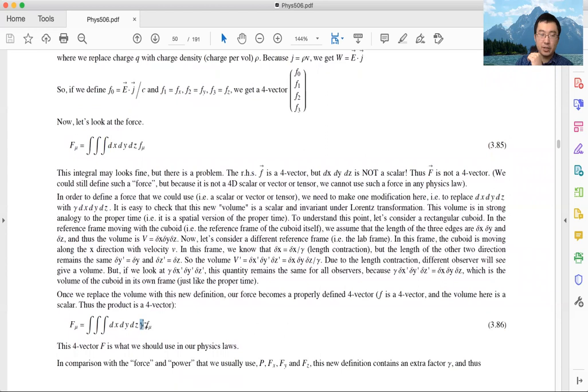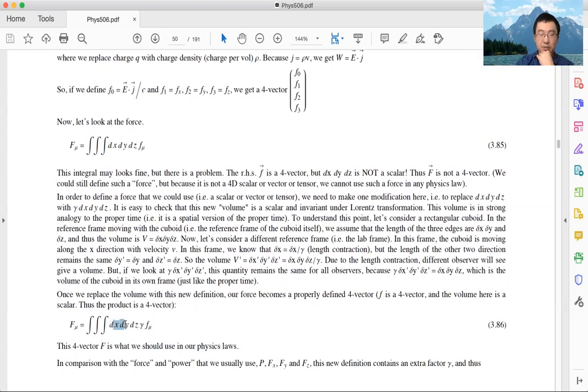The reason this gamma helped us is because under Lorentz boost, say we go to a different reference frame with velocity along x, this x changes with factor gamma. That precisely cancels this gamma. So this whole thing, dx, dy, dz, and gamma, gives me a scalar volume. And that volume is independent of reference frames.